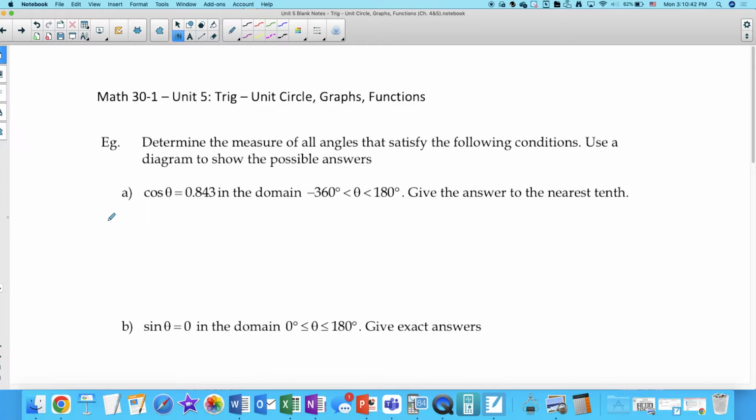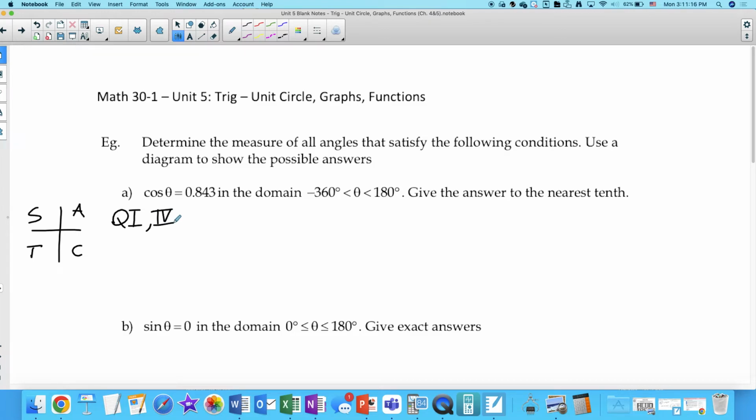Okay, so there's a little bit of legwork that we have to do here to figure out all of these angles that are going to satisfy this equation. The first thing that I like to do is say, okay, cosine of this angle is positive. What quadrants will this angle be in? So we're looking at Q1 and Q4. That's the first thing that I like to do.